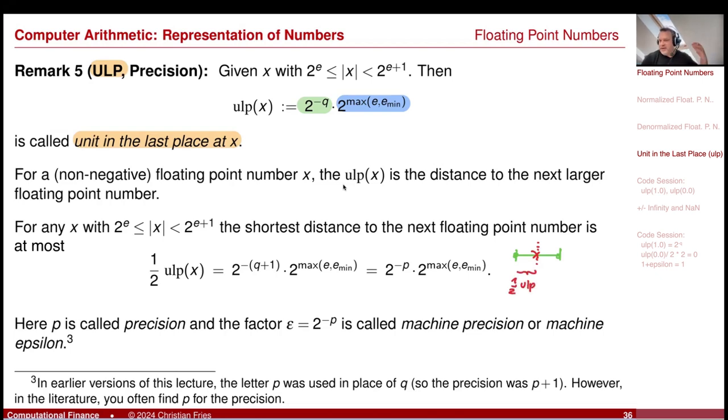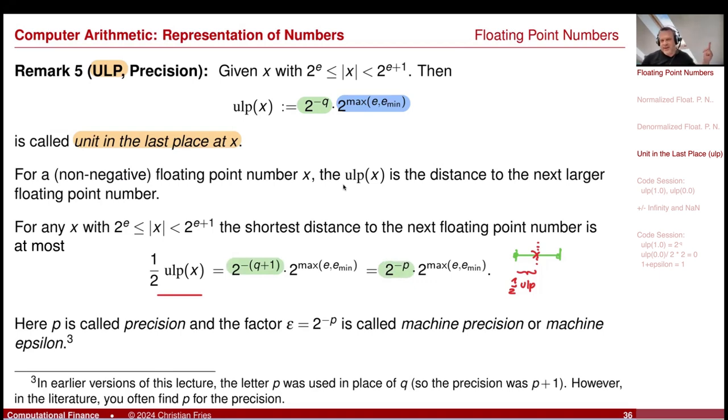unit in the last place. So if the unit changes the C, so 1/2 ULP. So this is 1/2 times 1 divided by 2 to the power of q. So it's 2 to the power of minus q plus 1, multiplied with the exponent, with the scale on which we are. And you see that this error is my 2 to the power of minus p.